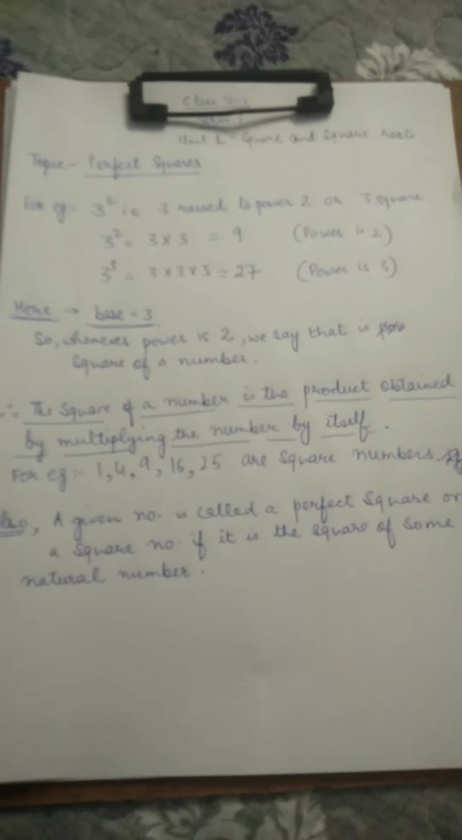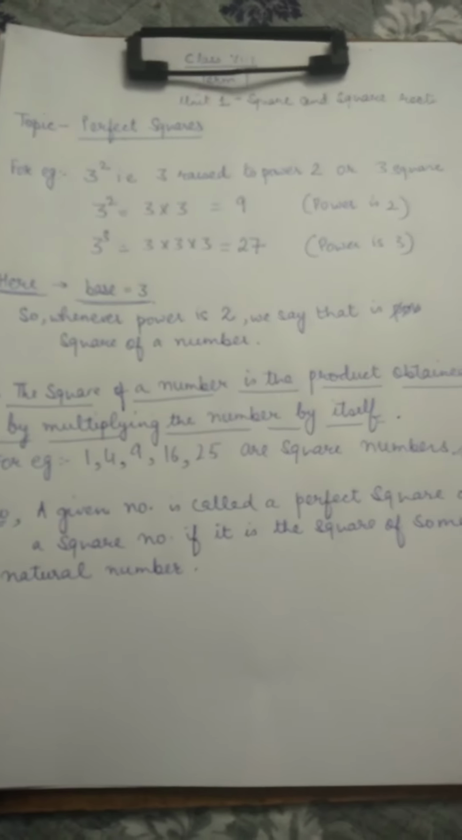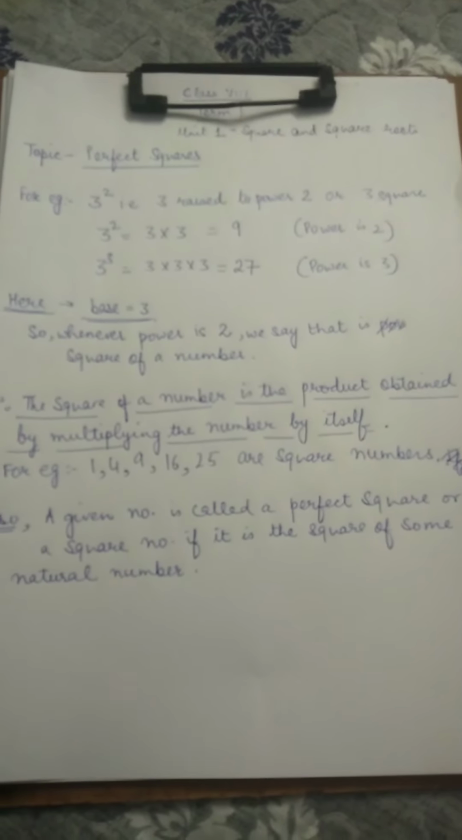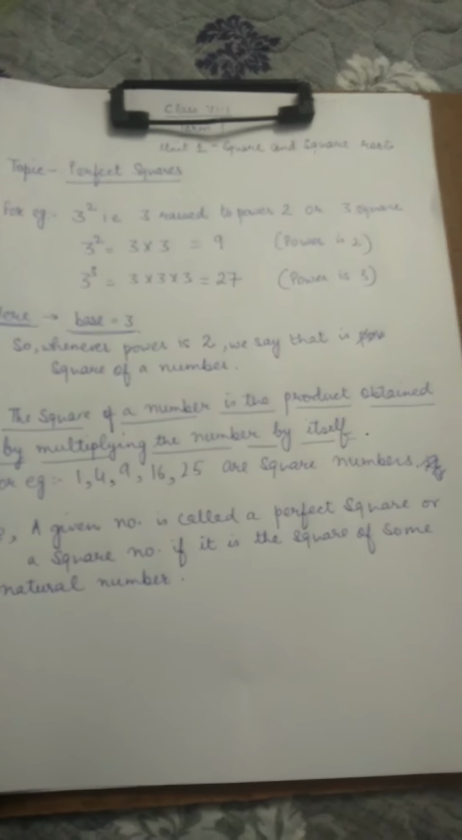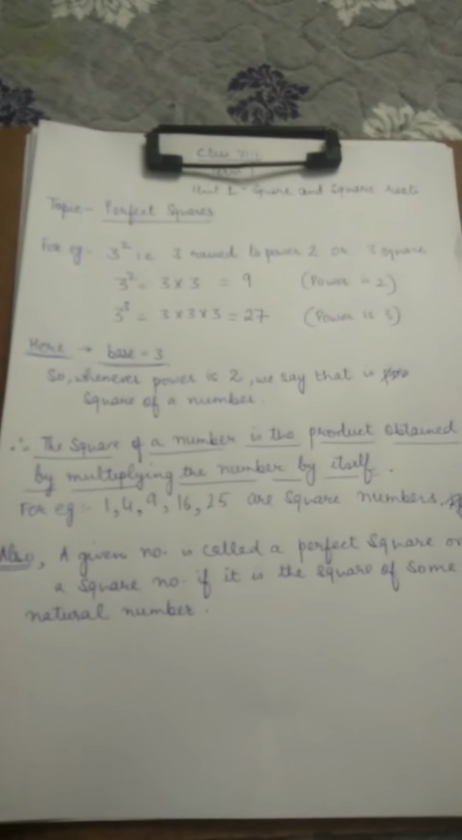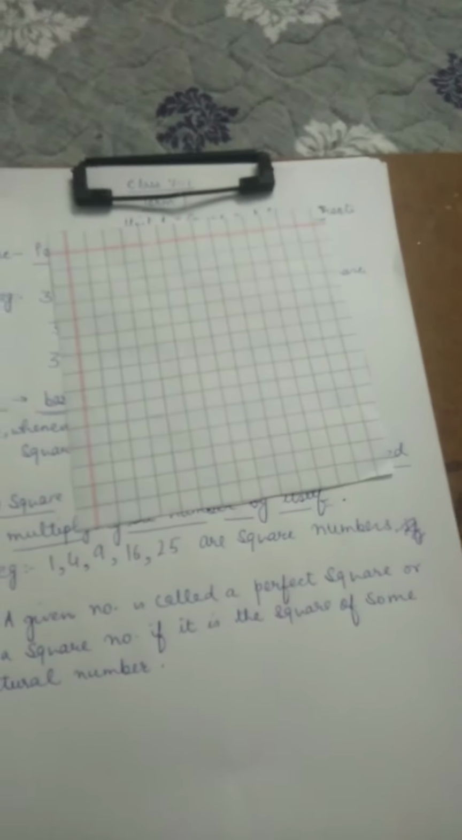A given number is called a perfect square or a square of a number if it is the square of some natural number. Now let us find the square numbers through an activity. For that we need a square paper like this. We would be cutting it down into a 15 by 15 grid like this. So this is a 15 by 15 grid, and we are going to write the numbers in it. Let's see how.